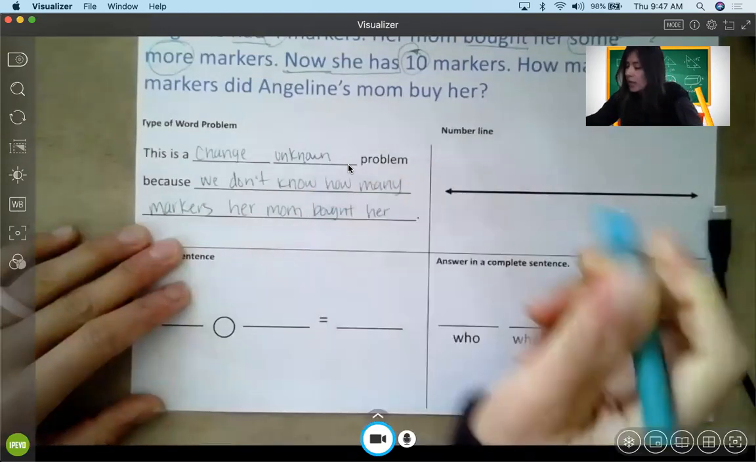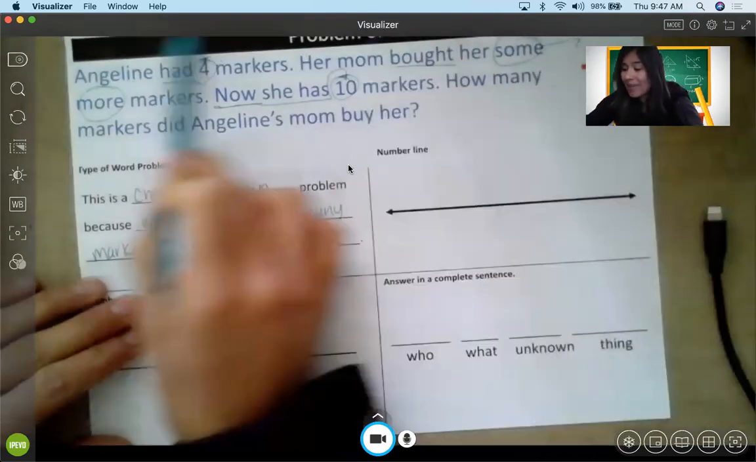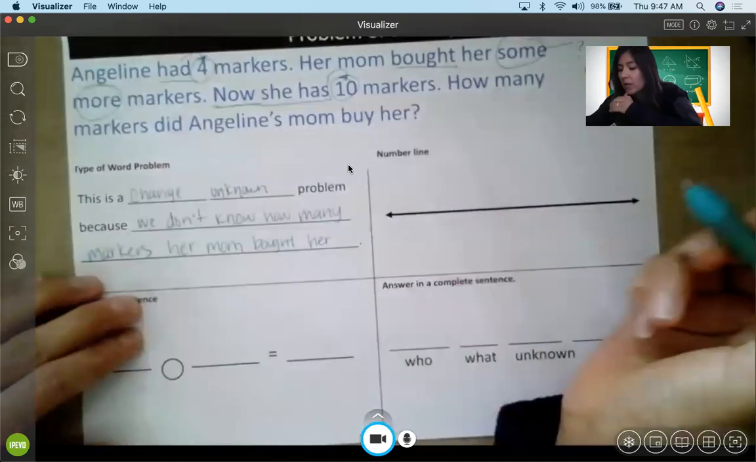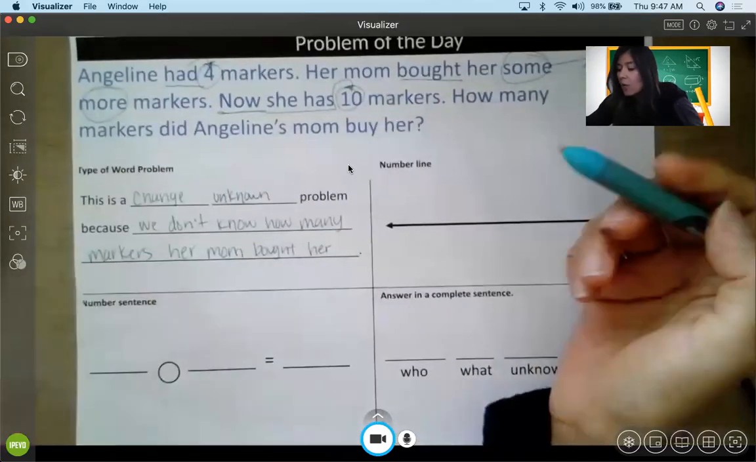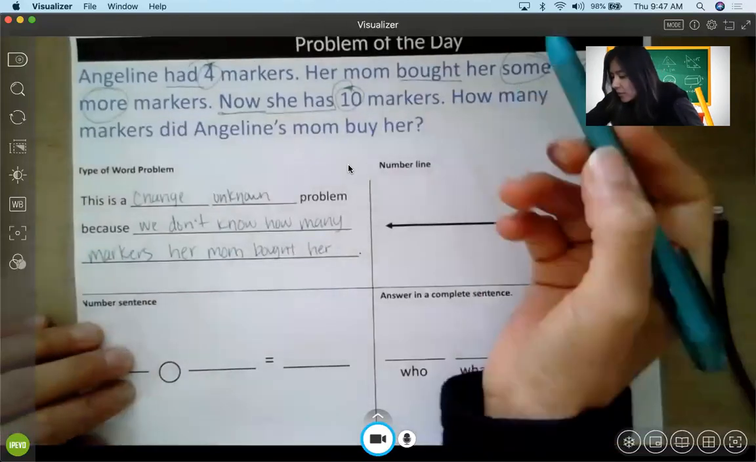All right, so now let's go ahead and represent exactly this word problem. We're going to represent it on the number line. So first we start, what is our starting point? Right, what is the start? Angeline had, so this is what she had.